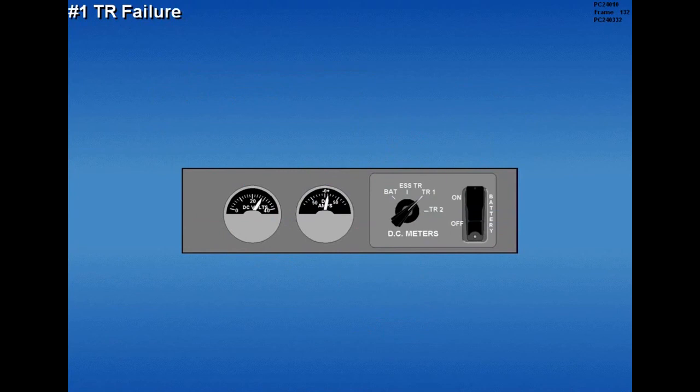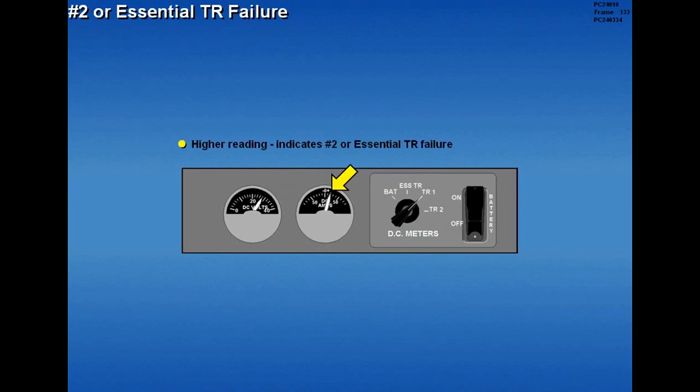With the DC meter selector in the normal TR1 position, failure of the number 1 TR is indicated by a 0 reading on the DC amp meter. The DC voltmeter displays the bus voltage, which is maintained by the number 2 TR. With the DC meter selector in TR1, a failure of the essential or number 2 TR is indicated by a higher DC amp meter reading. Rotating the DC meter selector to the essential or number 2 TR position will determine which TR has failed.